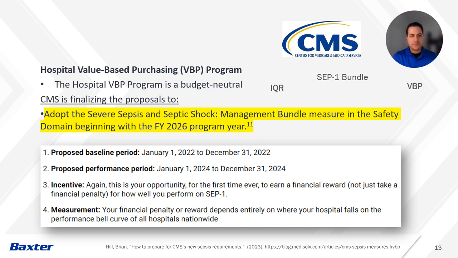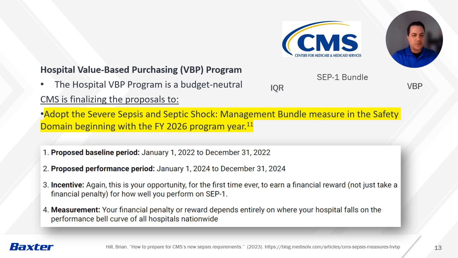So the hospital VBP, the value-based purchasing program, is a budget-neutral program funded by reducing participating hospitals' base operating DRG payments each year by about 2%, and then redistributing the entire amount back to hospitals as value-based incentive payments. So basically, they're going to take away some amount of payments, and this is how CMS gets the hospitals to practice the way that they want you to, because it's now tied to reimbursement.